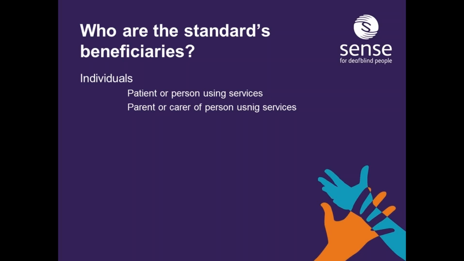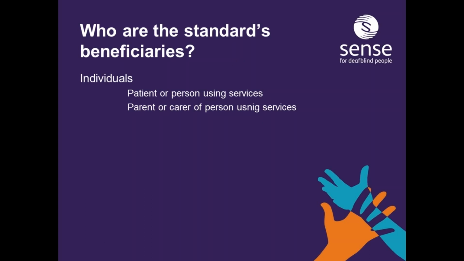So moving on to the standard's beneficiaries, who are they? The standard says that individuals with any form or type of disability or impairment which affects their ability to read or receive information, to understand information and or to communicate are within the scope of this standard. So we know that the standard applies to disabled people and individuals with an impairment or sensory loss.